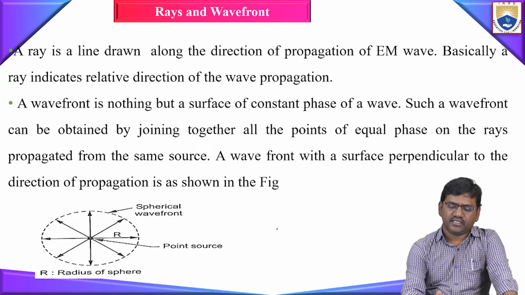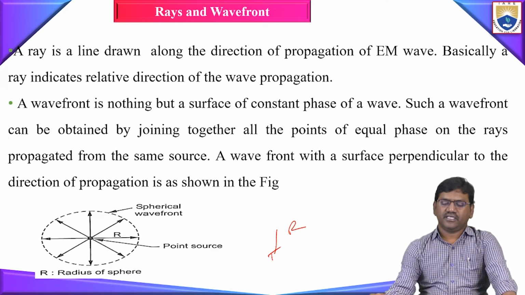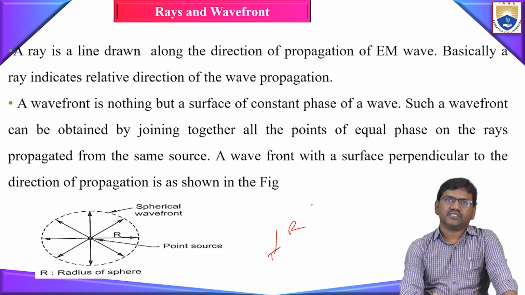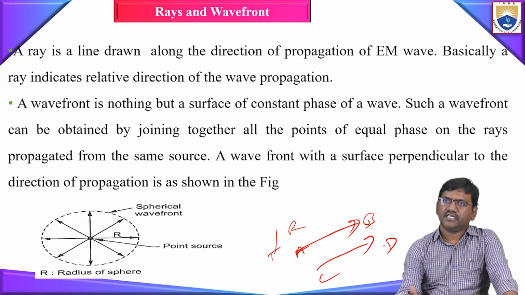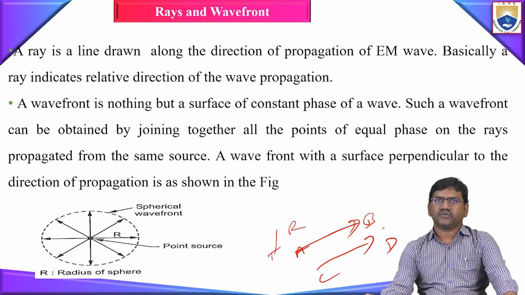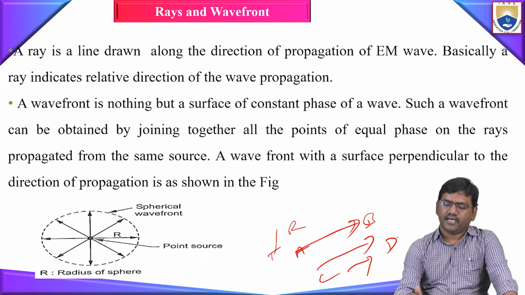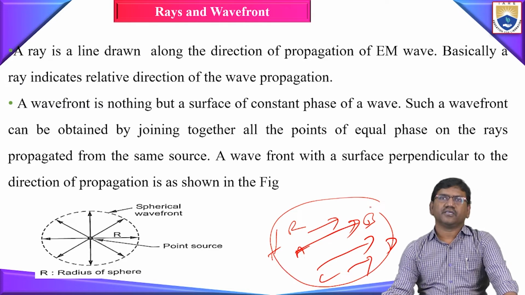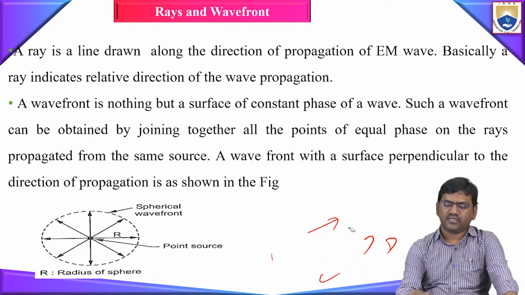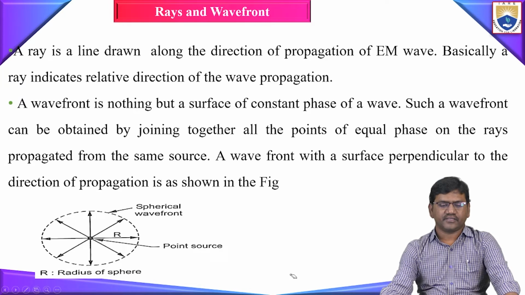A wave transmitted directly from the transmitting antenna to the receiving antenna without striking any obstacles, we call it a ray. Suppose you can see here A and B, there is only one path, we call it a ray. And here you can see C and D, there is only a single line and the direction is towards D. So here the direction of propagation is from C to D, and here from A to B. We call this type of pattern a ray. So a ray is a line drawn along the direction of propagation of the electromagnetic wave, which indicates the relative direction of wave propagation.